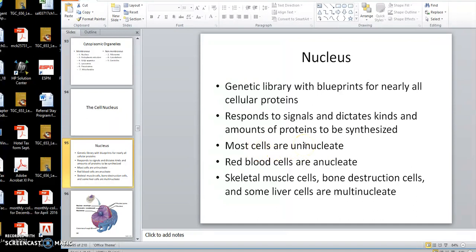Most cells are uninucleate. Red blood cells don't have a nucleus. Some cells do have more than one nucleus. The two ways a cell can get more than one nucleus, when we get into it, is to do mitosis without cytokinesis. We haven't talked about mitosis. Or several cells fuse together. Your skeletal muscle cells are multinucleated because several cells with nuclei fuse together, which gave a bigger cell with several nuclei. Okay, as you see here, skeletal muscle cells.